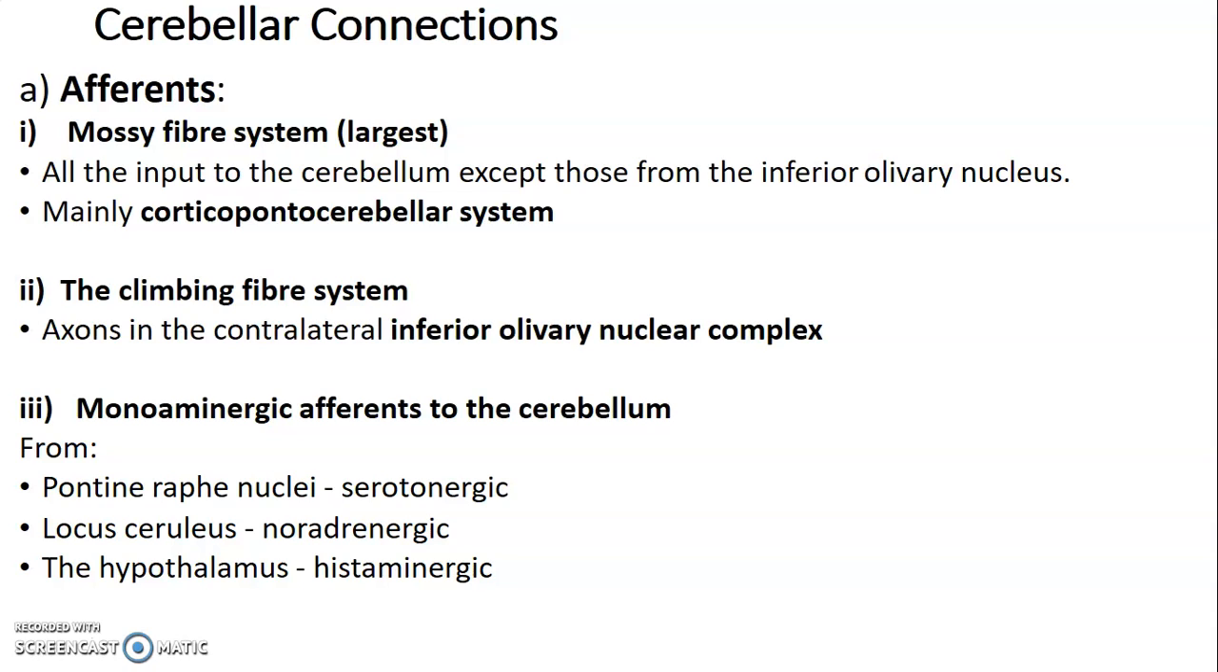Then we also have a climbing fiber system that contains axons from the contralateral inferior olivary nuclear complex. Then we have monoaminergic afferents to the cerebellum, and these are from the pontine raphe nuclei, which are serotonergic, locus coeruleus that are noradrenergic, and hypothalamus that uses histamine as a neurotransmitter.